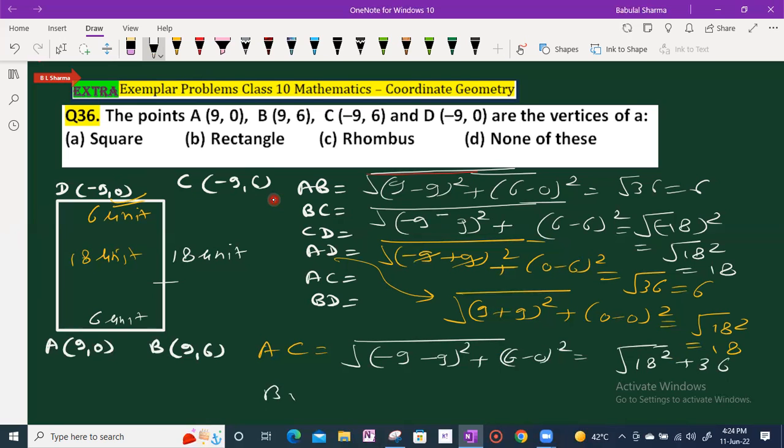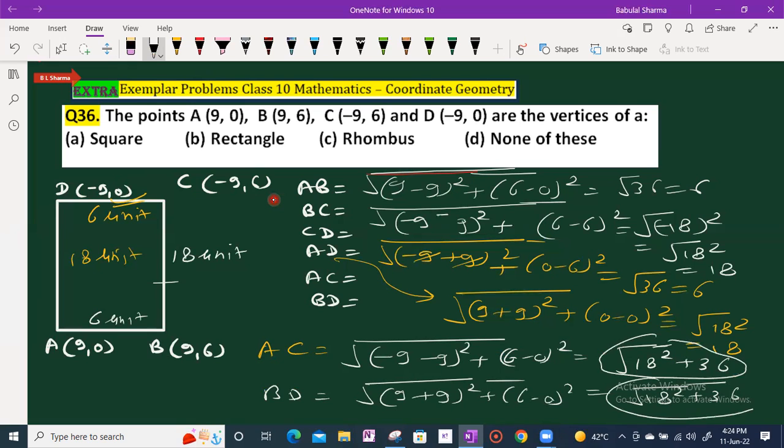And diagonal BD, इसको you can say that is also 9 plus 9 whole square plus 6 minus 0 whole square. We can say that is 18 whole square plus 36. इसको हमें फर्दर कैलकुलेट करने की इसलिए जरूरत नहीं है कि दोनों ही डायगोनल इक्वल आ चुके हैं. देखिए it means diagonals are also equal. We can say that diagonal AC is equal to diagonal BD.